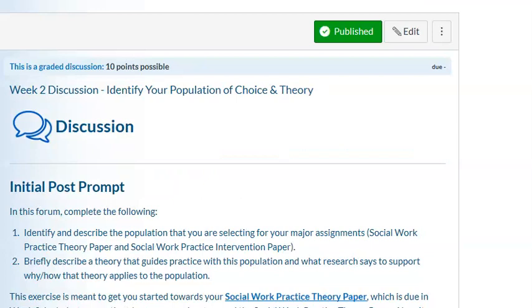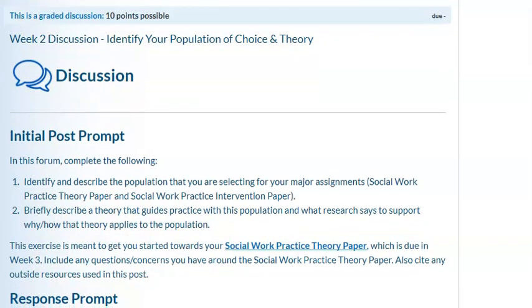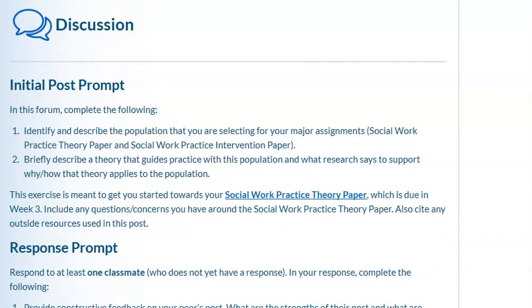The next discussion post is around identifying your population of choice and theory. And this has to do with the first major paper assignment, which is due in week 3. So in this forum, you are to do the following. Complete and describe the population that you are selecting for your major assignment. And this is for both your social work practice theory paper and social work practice intervention paper.